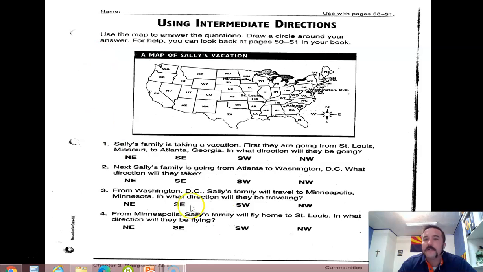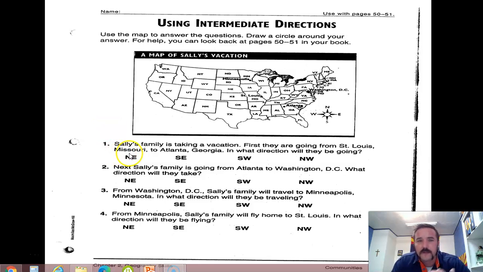This is something that's going to help you out. Please, the thing that can really fool people is not following the directions carefully. Please make sure you're doing it. Again, here is the compass rose. Here's the title, A Map of Sally's Vacation. And here's what I mean.